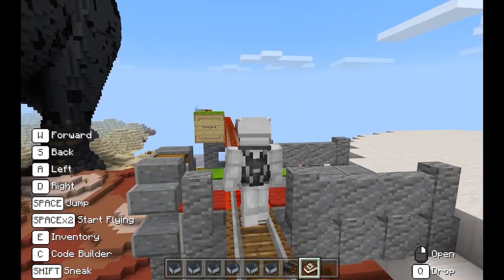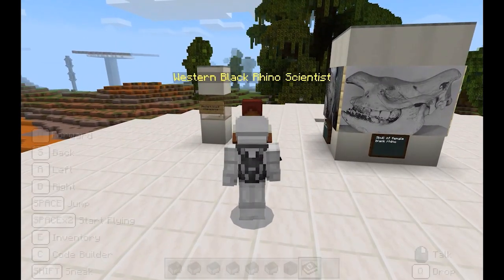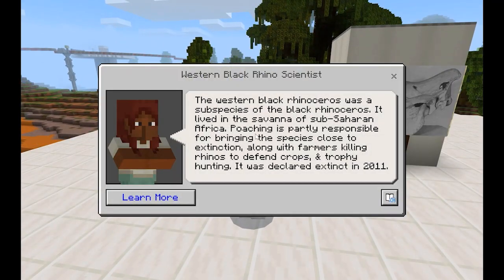I think I remember seeing this one on the news. Western black rhino. The western black rhinoceros was a subspecies of the black rhinoceros. It lived in the savanna of sub-Saharan Africa. Poaching is partly responsible for bringing the species close to extinction, along with farmers killing rhinos to defend crops and trophy hunting. It was declared extinct in 2011.